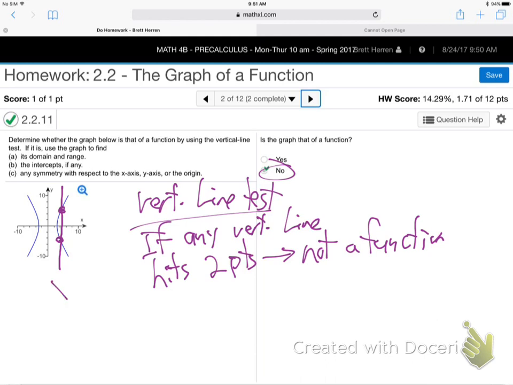Remember, because that means there's one x value going with two different heights. Remember, that's the fundamental issue with a function. One x can only go to one y, not two. That's what the vertical line shows.